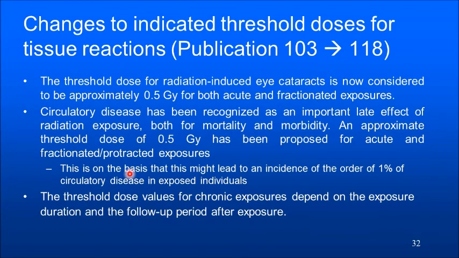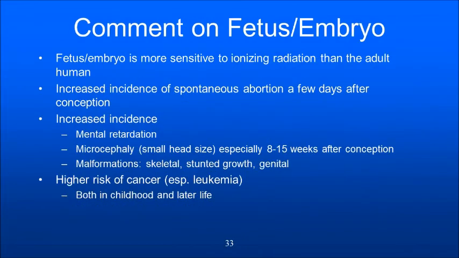This is done on the basis that this might lead to an incidence of the order of 1% of circulatory disease in exposed individuals. The threshold dose values for chronic exposure depend on the exposure duration and the follow-up period after exposure. I would like to bring in some comments on radiation to embryo and fetus. Fetus or embryo is more sensitive to ionizing radiation than adult human.